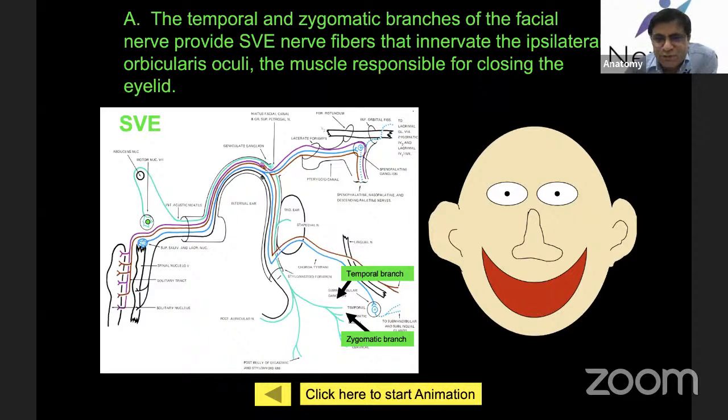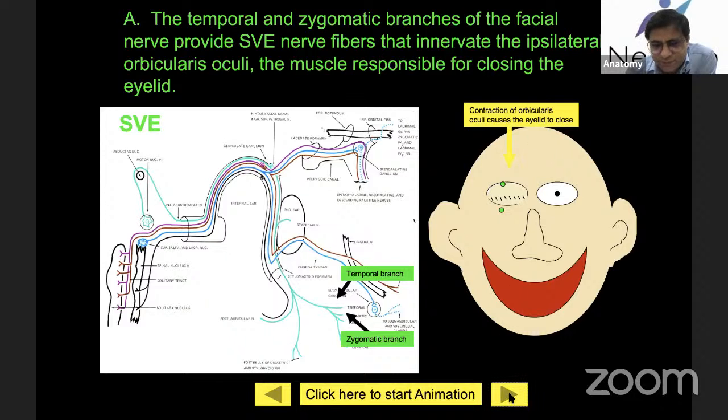So the muscle responsible for closing the eyelid is orbicularis oculi. Now look here at this stimulus, how it's going to innervate this muscle. This is the stimulus arising from the motor nerve nucleus, and it will travel along the course of this nerve and through this terminal portion to the temporal and zygomatic branches, right? It will go and help to close the eyelids. Got it? Okay. So contraction of orbicularis oculi causes the closing of the eyelids.